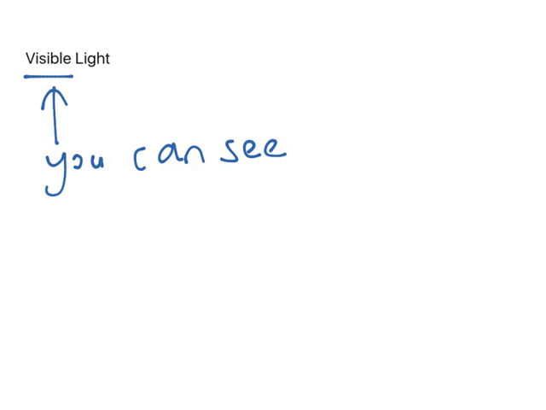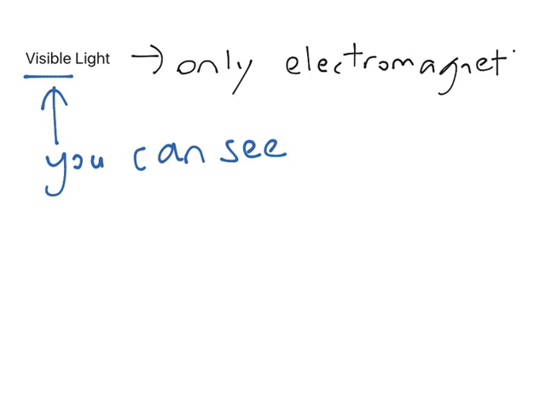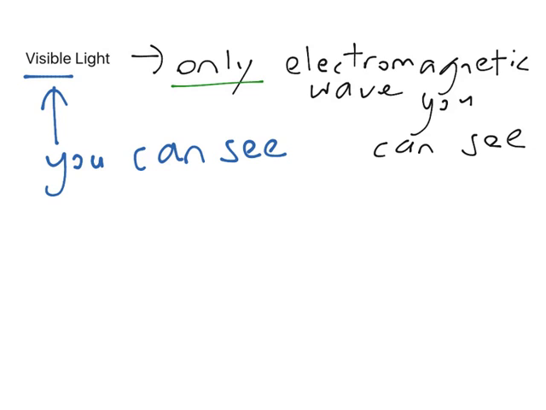This video is about visible light. The word visible means you can see it. So remember that visible light is the only electromagnetic wave you can see. You cannot see X-rays, you cannot see microwaves, you cannot see radio waves, but you can see visible light. And the word only here means just one. It's that definition of only.